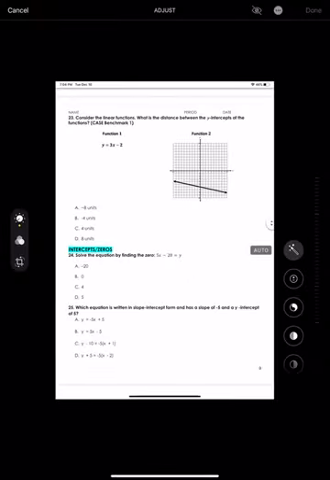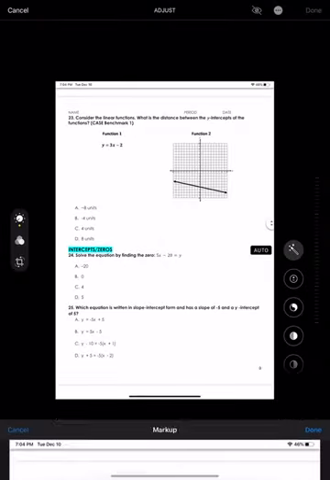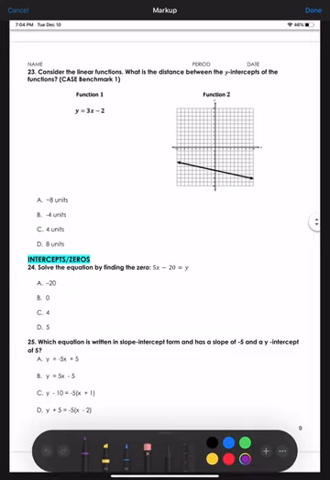So 23 says, consider the linear functions. What is the distance between the y-intercepts of the functions? So y-intercept being the b value. This also came from the case assessment, so you might recognize it. So function 1 is an equation, and function 2 is a graph. So we should know that we can represent graphs as equations, and we can represent equations as graphs. So there's a couple ways you could do this, but since I'm given a graph right here, it might be easy just to look at this on the graph itself.